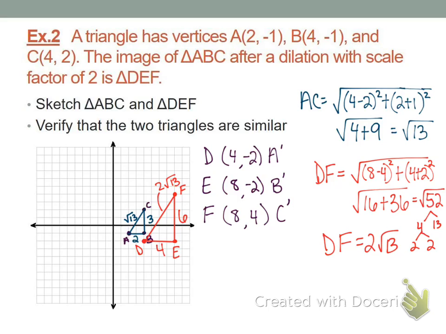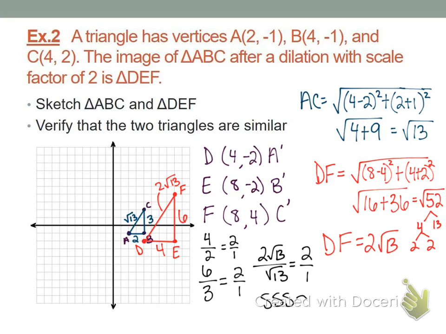Now, hopefully, just from doing this, you can see that your ratios are coming out the same, but I should still see you actually make your ratios. Meaning, I would compare 4 to 2 and reduce it to 2 over 1. I would take the 6 and compare it to, and it would reduce to, and I would take 2 root 13 and compare it to root 13, and I would reduce it to, okay? So then we verified it using side similarity.